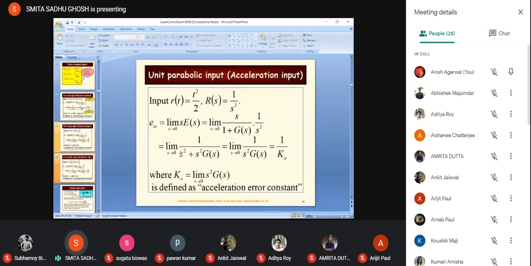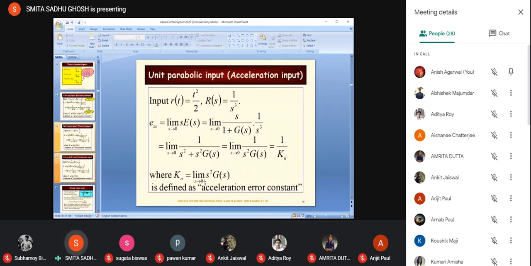So over here again, s square as s tends to 0 is going to be equal to 0, and we are left with limit of 1 by s square G(s) as s tends to 0. So that again brings us to 1 by the denominator with the limit being taken, that is limit of s square G(s) as s tends to 0, which is replaced by the notation Ka, which denotes the acceleration error constant. So Ka is the acceleration error constant, which has to be calculated using this, that is limit of s square G(s) as s tends to 0.